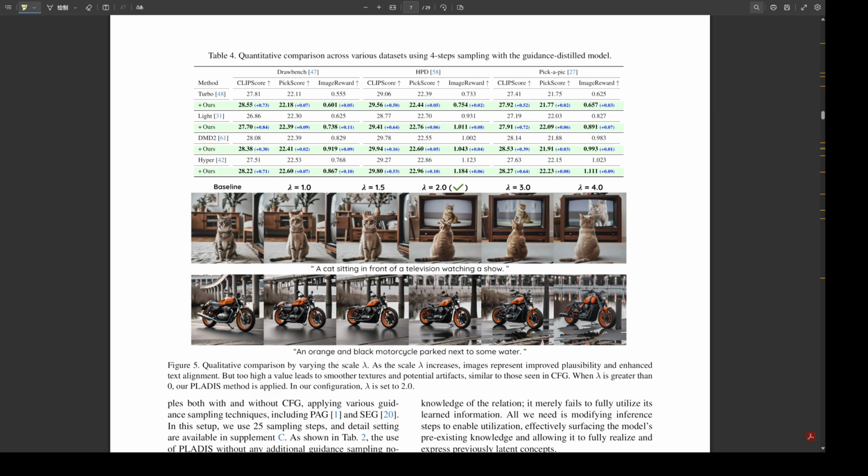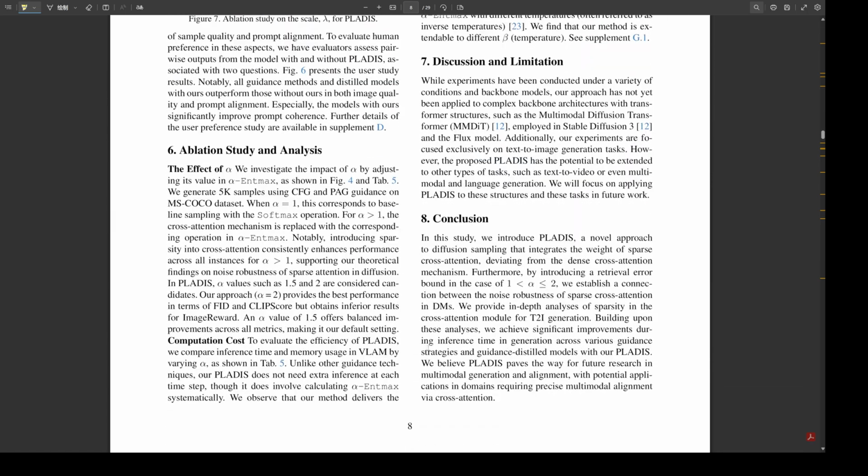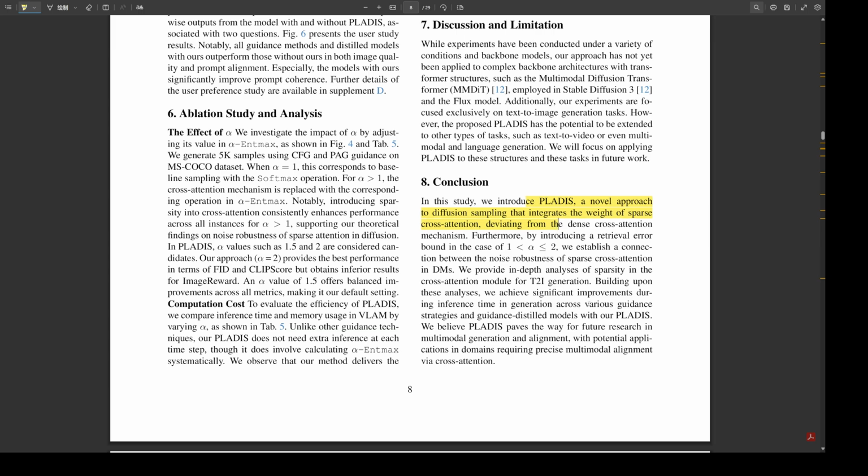Cool, so let's wrap things up. What's the big takeaway? Okay, the main thing is PLADIS is a clever way to improve AI image generation. It's all about making the attention mechanism more selective. Right, and this leads to better images without extra training or slowing down. And it works especially well with the super efficient models. Exactly, so it's a big step forward.